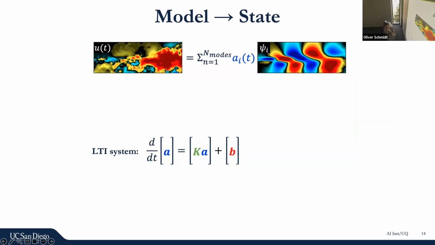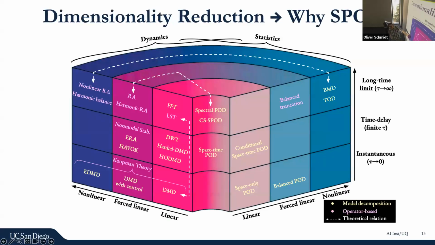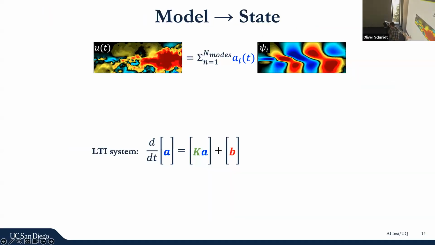So the state is going to be just a superposition of our SPOD modes, right? So the instantaneous flow field is just going to look like a sum of SPOD modes with time-dependent expansion coefficients. And here's another reason: spectral POD has a theoretical relationship to resolvent analysis. What is resolvent analysis? I'm not going to talk about it, but it's basically a forced LTI system interpretation of the Navier-Stokes equations, an input-output interpretation.